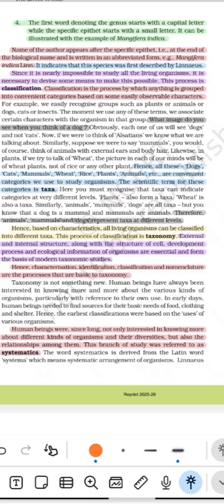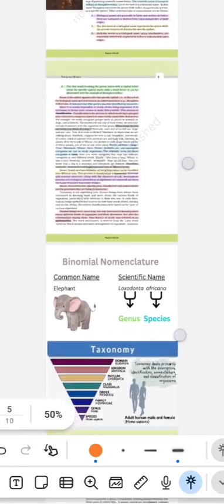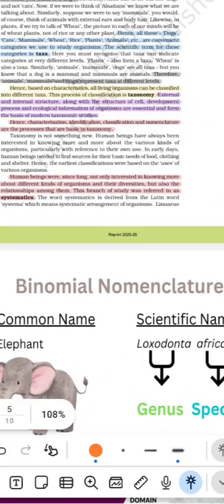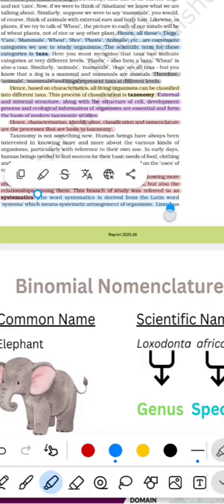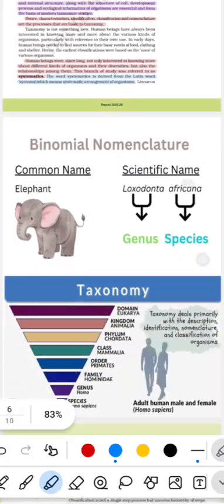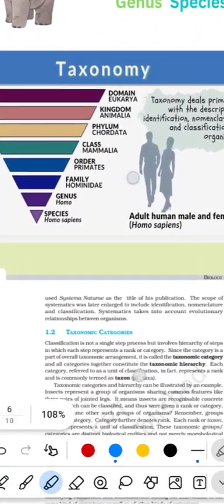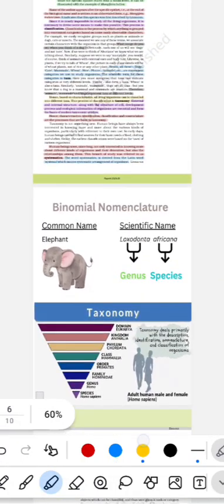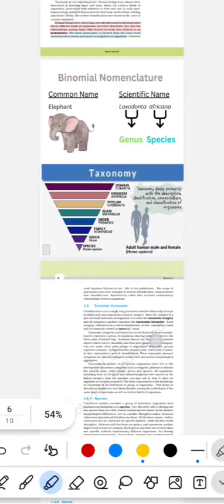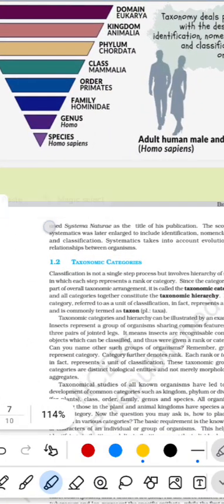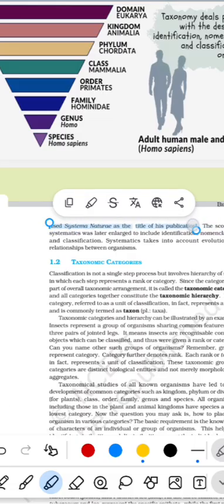The word systematics is derived from the Latin word systema, which means systematic arrangement of organisms. So this is another important question for us. So you must underline it. Linnaeus used Systema Naturae as the title of his publication. This is another important line to underline. Linnaeus used Systema Naturae as the title of his publication.